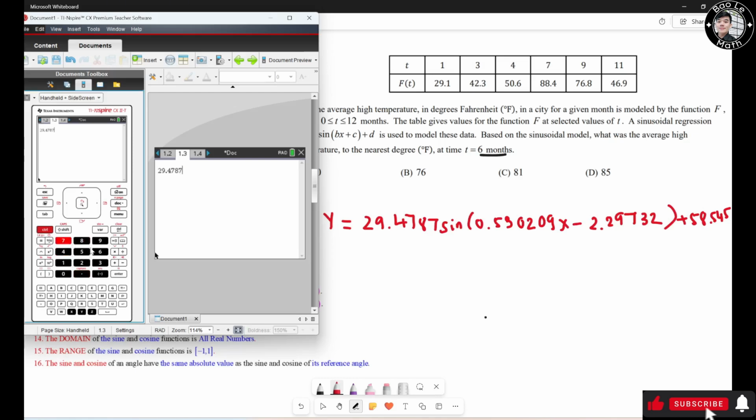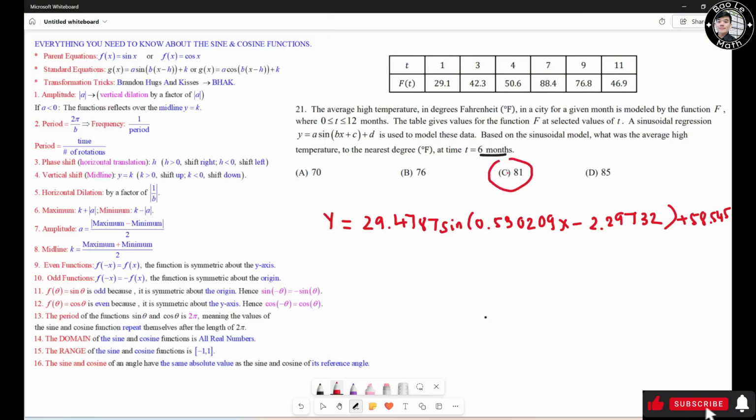29.4787 times sine times 6, right? Because x was 6 months. And then minus, and hit enter. So the answer is approximately 81.5486. So it should be C.